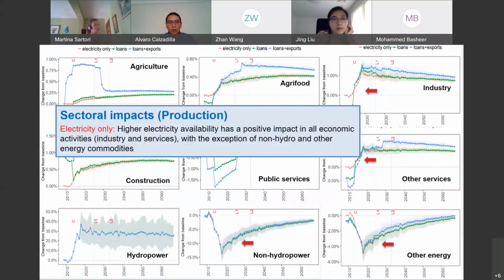In this graph, we can see the sectoral impacts. In the electricity only scenario, we will have positive impacts in all the sectors, and this is substantial in the industry and other services which use a lot of electricity. And also we can see that the non-hydropower and other energy is negatively affected because of the substitution effects.